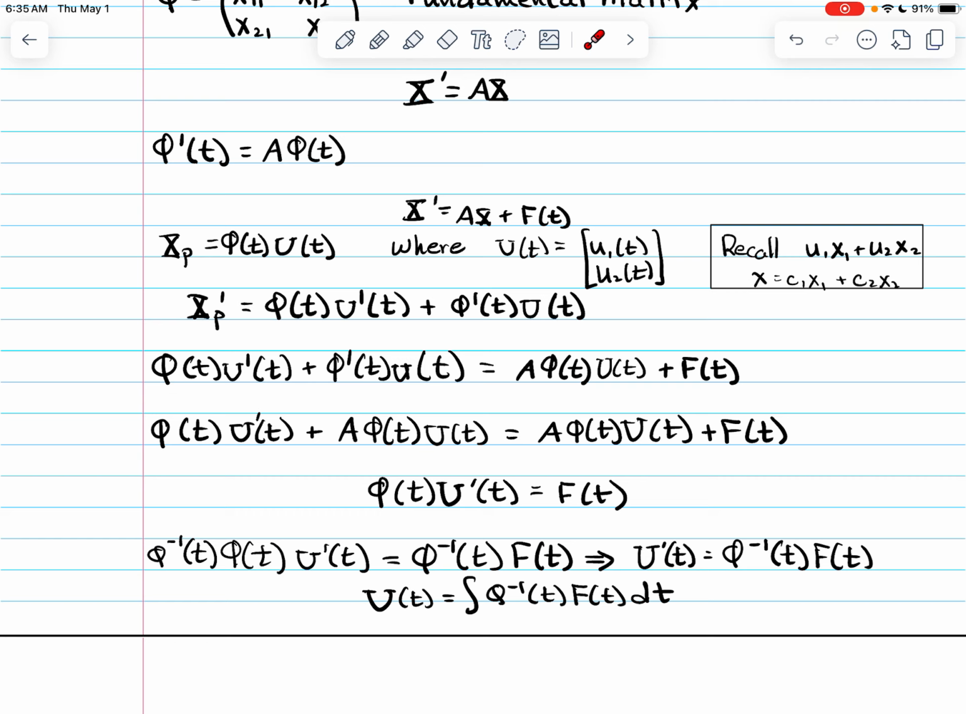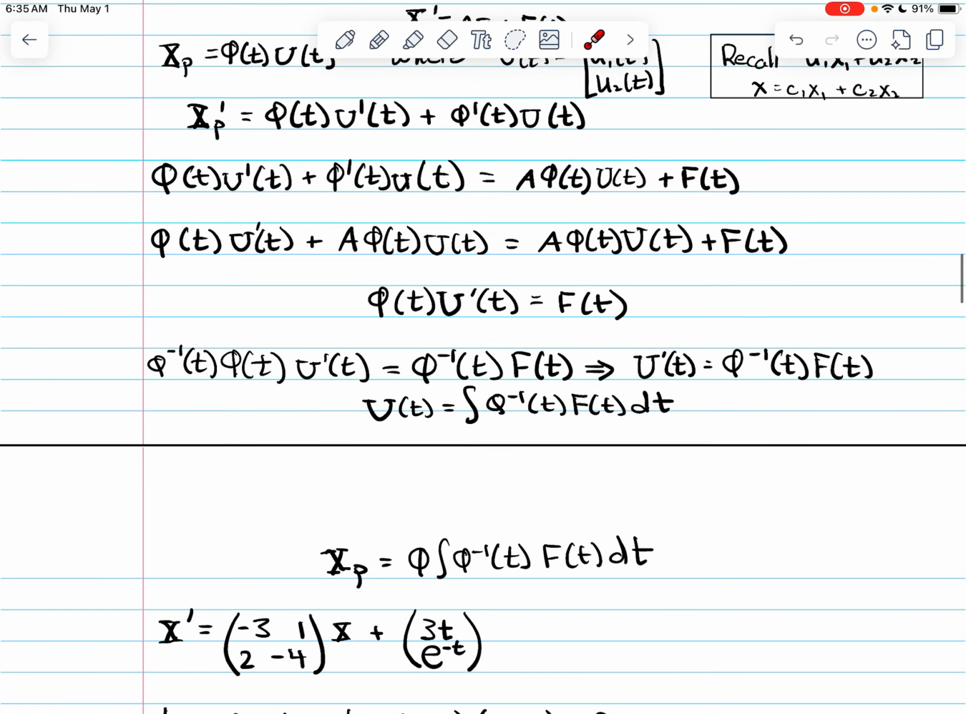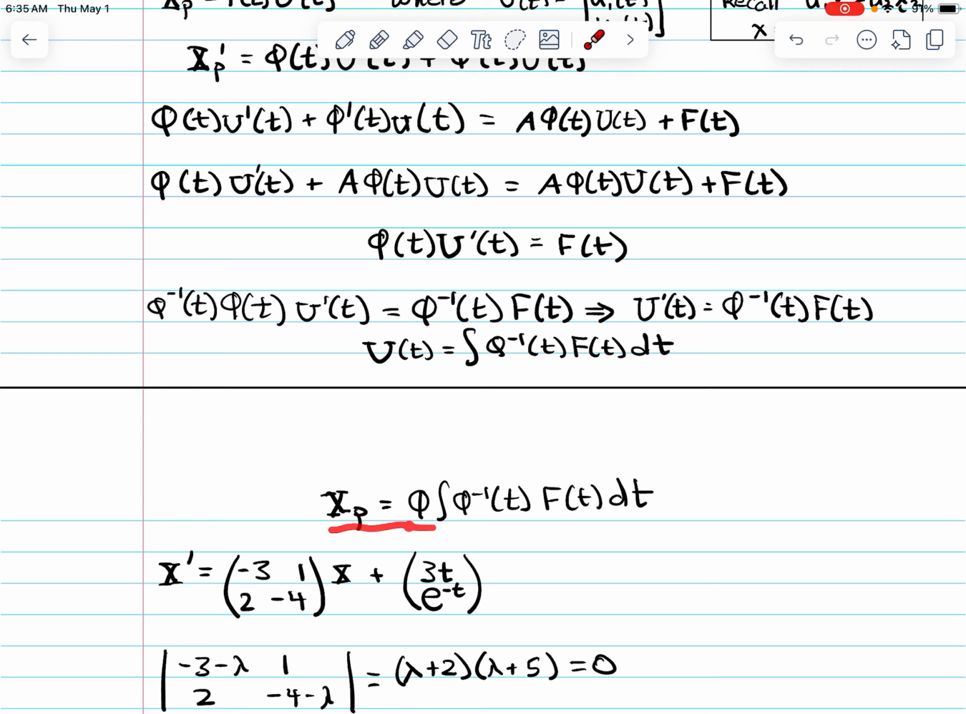Well, I don't want the u prime, I want the u, so I'm going to integrate. Now we see how we can find the u of t. Okay, so here's what we've got. Now remember, and by the way, this right here should be phi of t. Okay, so this is what our particular solution is going to look like.